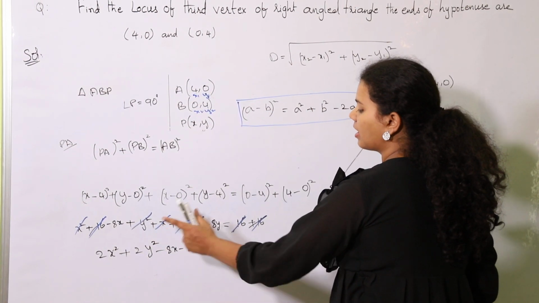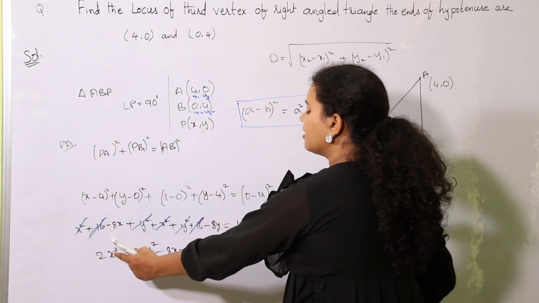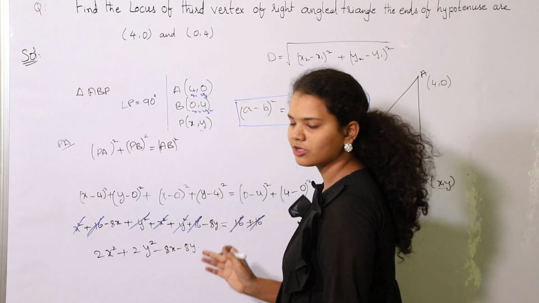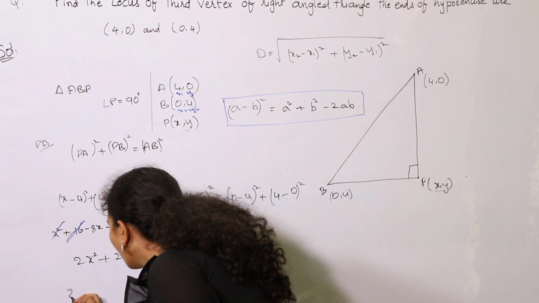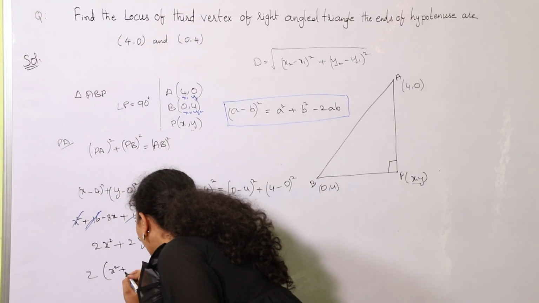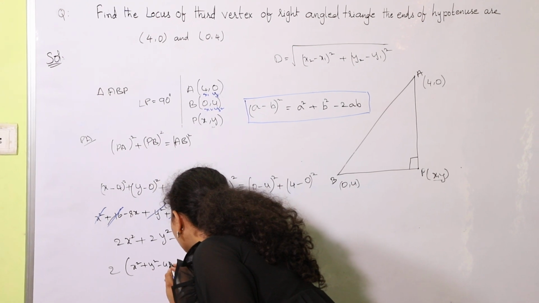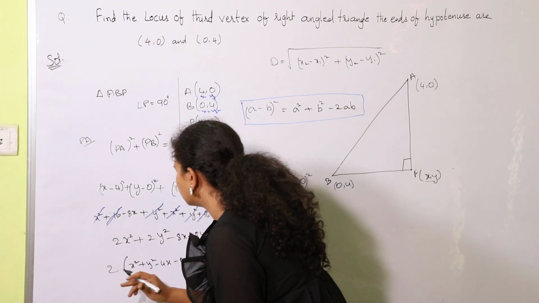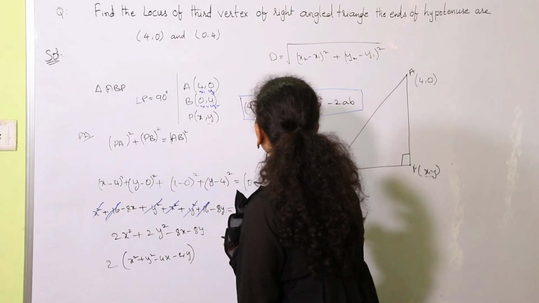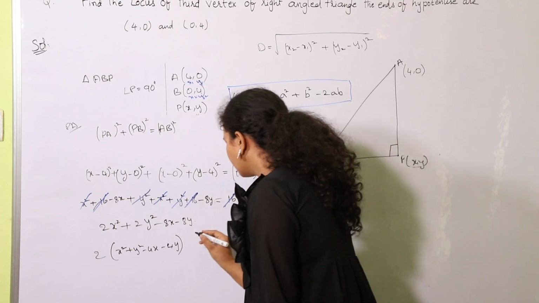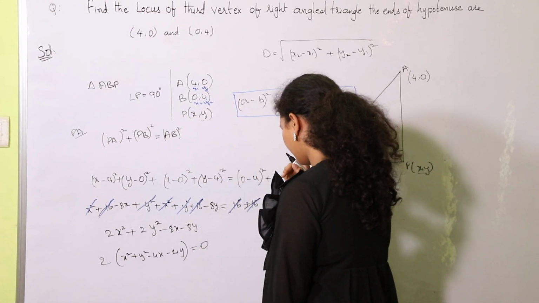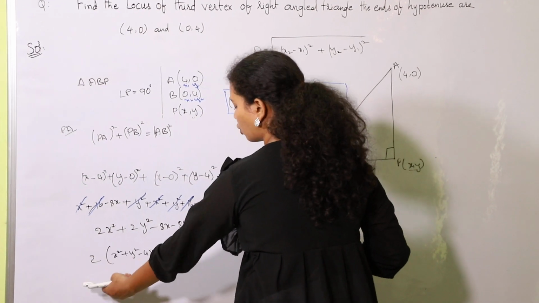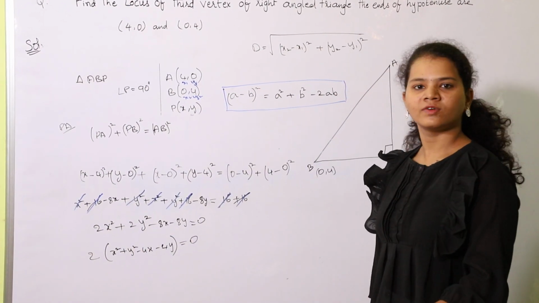This is the equation. Now guys, if you look closely, we can take 2 as common, right? Where 2 is a multiple of 2 and 8 is also a multiple of 2. So 2 into x square plus y square minus 4x minus 4y, which equals 0. If you transpose this 2 to the other side, this becomes 0 by 2, which is always 0.